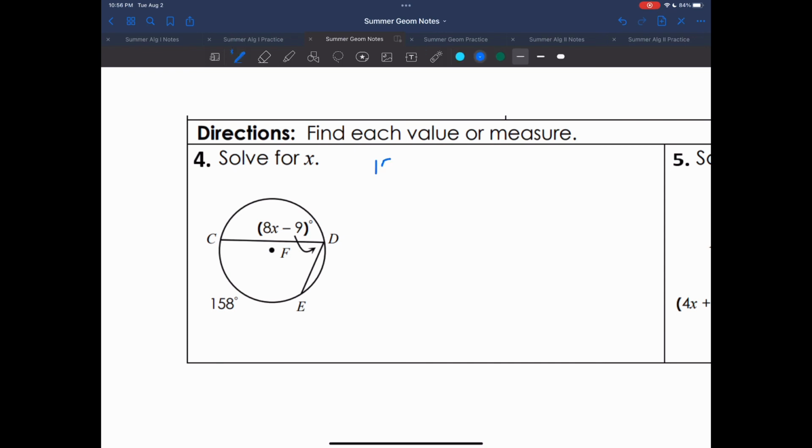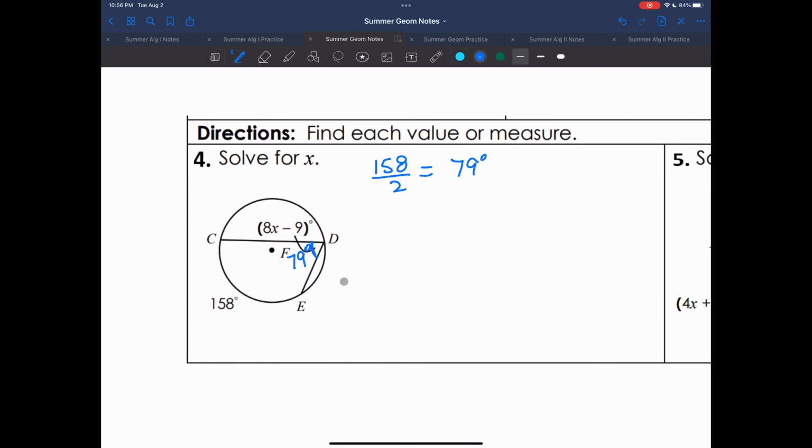Let's write this off to the side. 158, let's cut it in half to get the angle. That's going to give us 79 degrees. So we just solve for the angle. The angle itself is 79 degrees. Awesome. It's not asking you to find the angle though. It's asking you to solve for x.